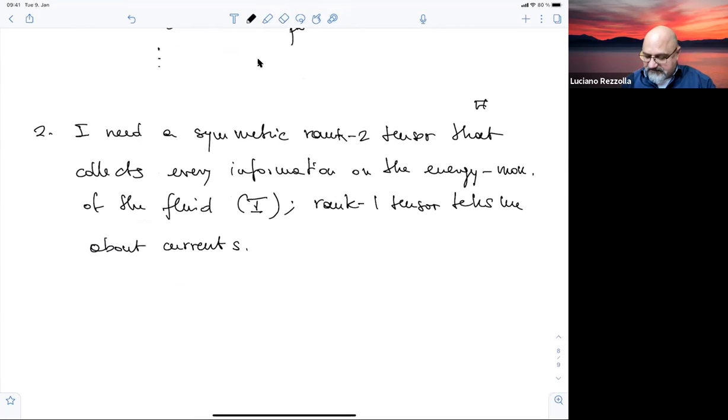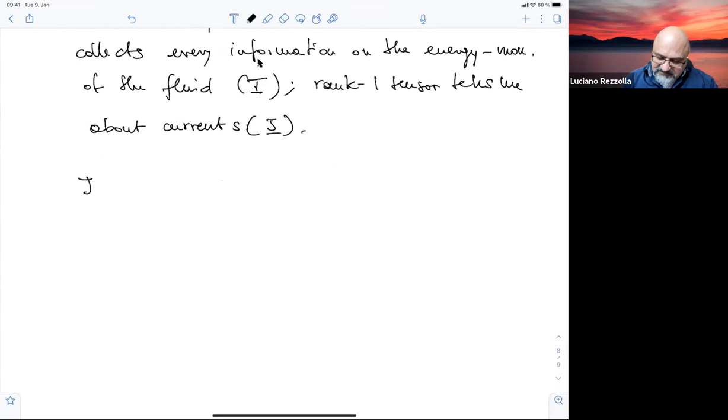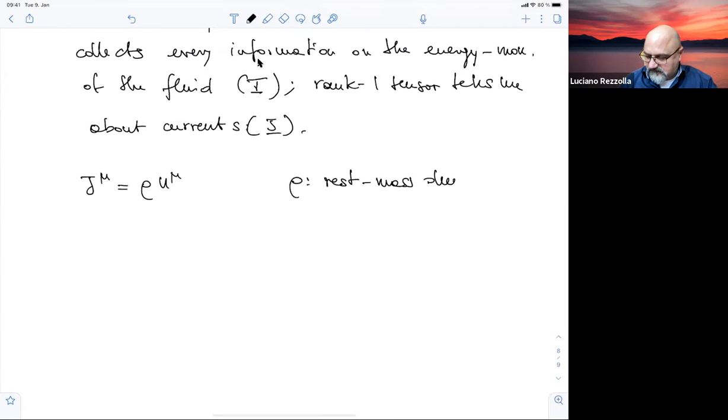Okay, so I start, and this is J. I start from the latter because it's easier, right? So I can just say that J will be the product of the rest mass density times a 4 velocity, okay? Rho is the rest mass density. Or if you want, I can define these as a number density times the mass of my particle.